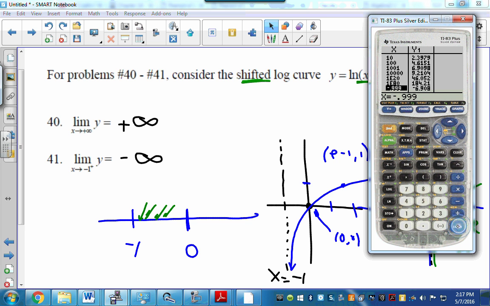Why are we not getting any calculations here? Oh, calculator's acting up. X plus 1. -0.9. There. -0.99. -0.999. -0.9999. Okay, the closer we get to -1, the more these numbers decrease. Okay, so they're getting smaller and smaller and smaller.